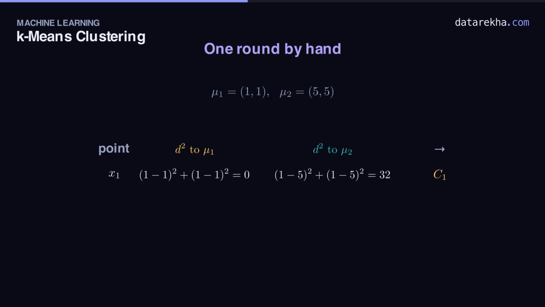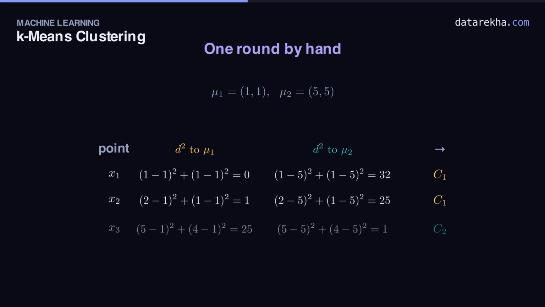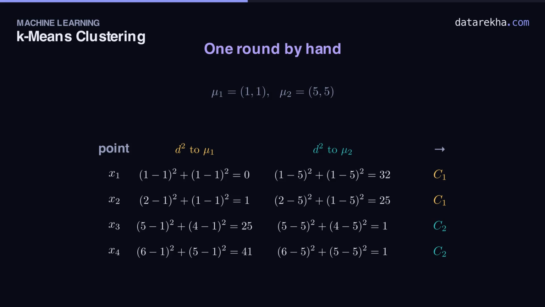Closer to mu1. So x1 joins cluster 1. x2: 1 versus 25. Cluster 1. x3: 25 versus 1. That one's cluster 2. And x4: 41 versus 1, cluster 2 as well. So the left pair goes to cluster 1, the right pair to cluster 2.